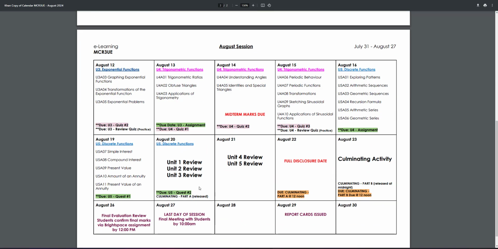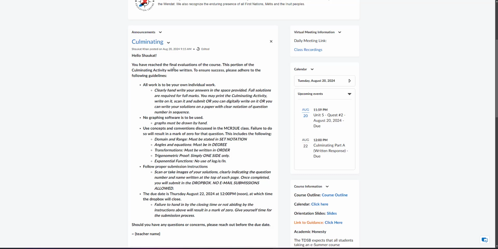So today, Unit 5, Quest 2's number is due. Culminating has been released already. We're doing review, and it's due August 22nd at noon. And Culminating Part B will also be due at noon. That's not released yet.